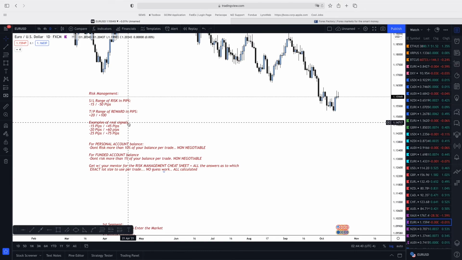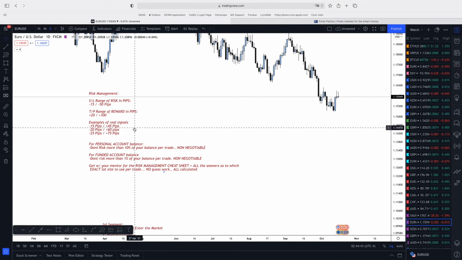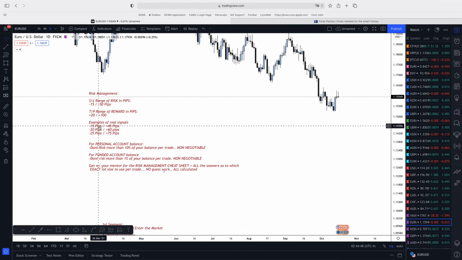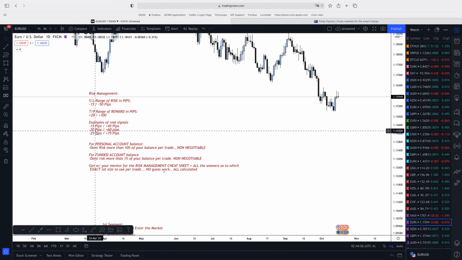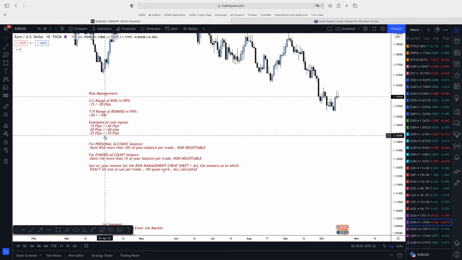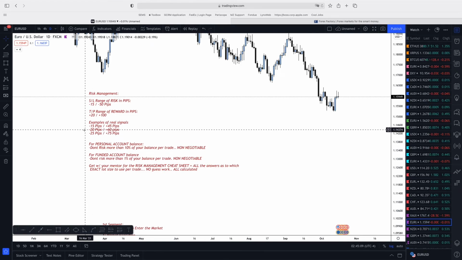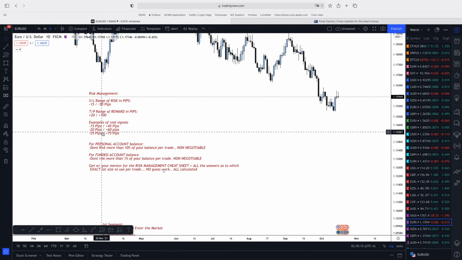Now, what are some examples of real signals when we do receive them? You're going to receive a signal that might say we're risking 15 pips on this trade, but we're catching 45. We're risking 20 pips on this trade, but we are catching 60. We're risking 25 pips on this trade, but we are catching 75. You guys got to understand these are all 1 to 3 risk to reward ratios. Risking 20, catching 60. Risking 25, catching 75.